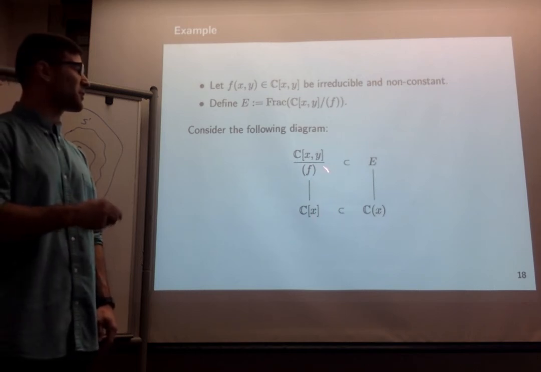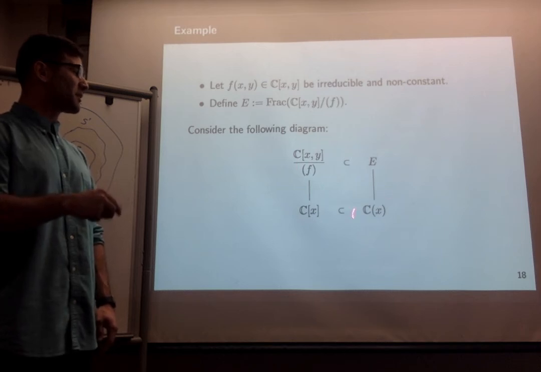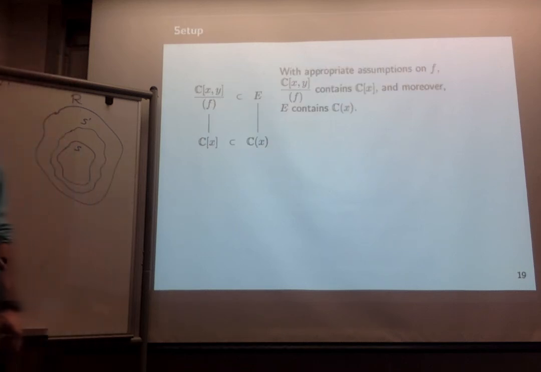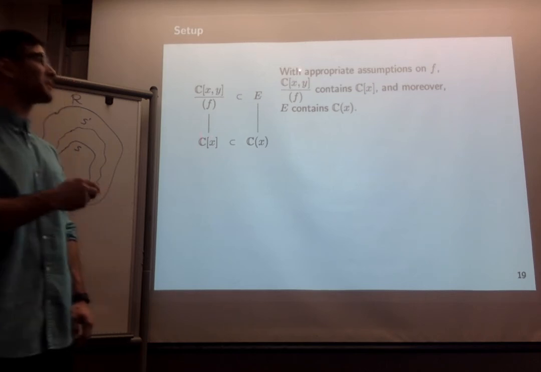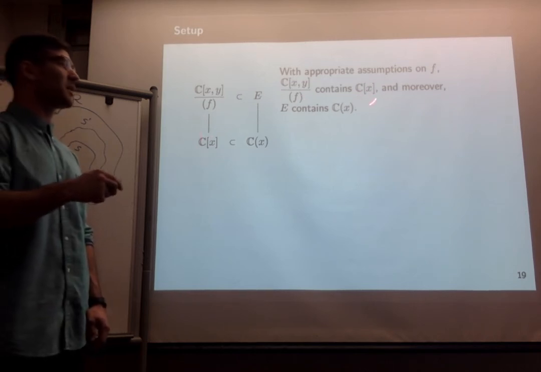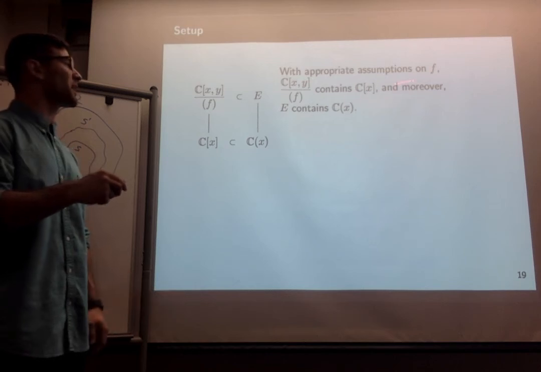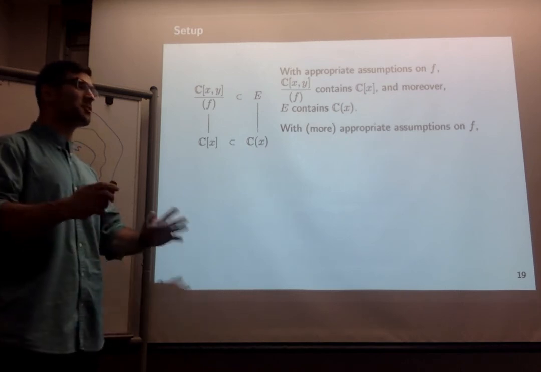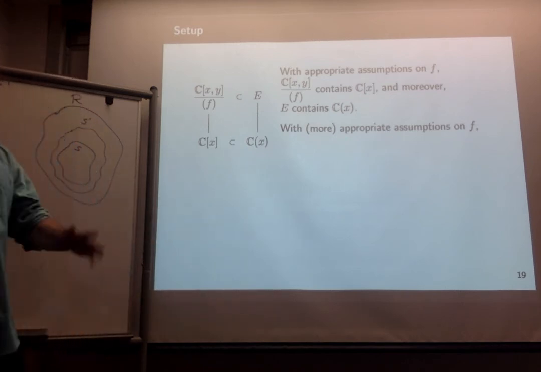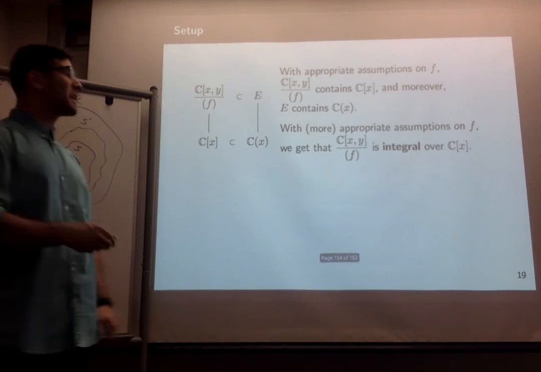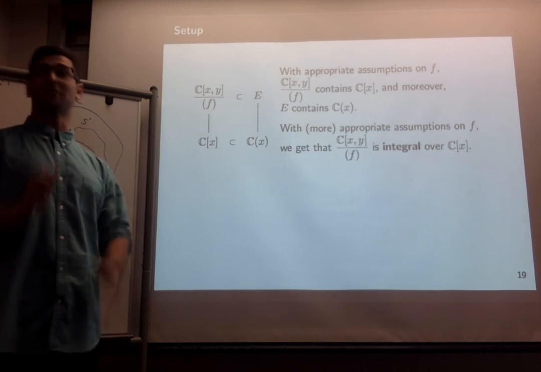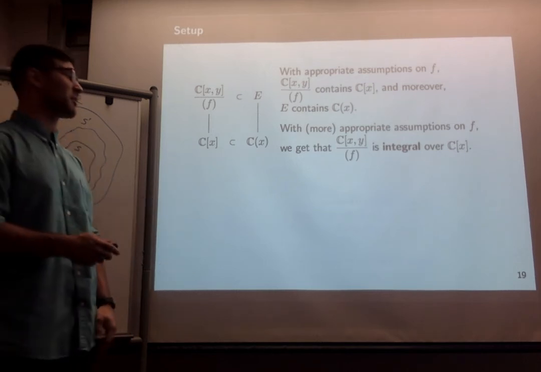Remember, E is the fraction field of this domain, and C(X) is the fraction field of C[X]. So we have this diagram. As I said, with appropriate assumptions on F, this diagram really does make sense. This quotient really does contain an isomorphic copy of C[X], and moreover, E contains C(X). And with more appropriate assumptions on F, namely that it's monic in the variable Y, we get that this ring is actually integral over C[X]. And again, I'm just telling you these things. If you'd like to know why, I'd be more than happy to talk about that.